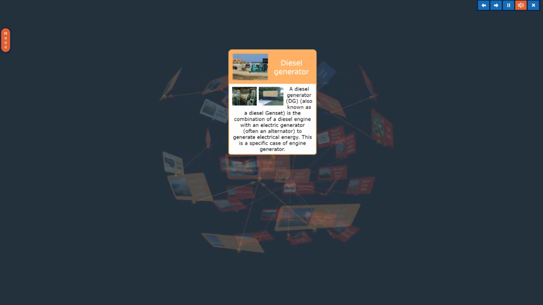Diesel generator. A diesel generator (DG), also known as a diesel genset, is the combination of a diesel engine with an electric generator, often an alternator, to generate electrical energy. This is a specific case of engine generator.